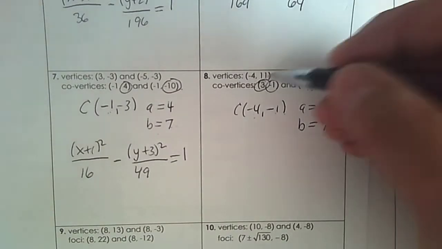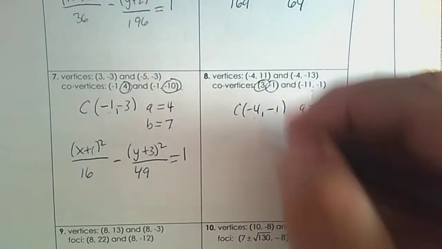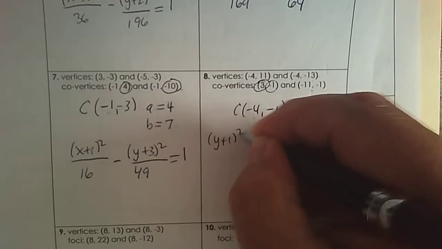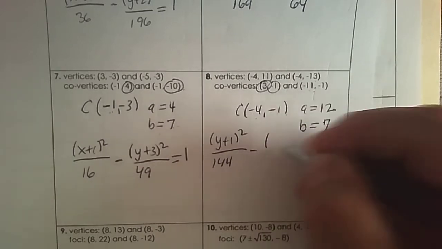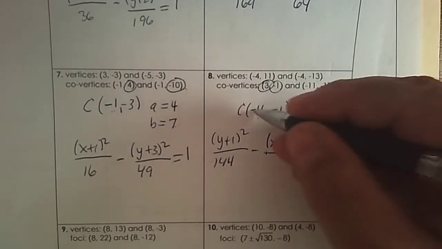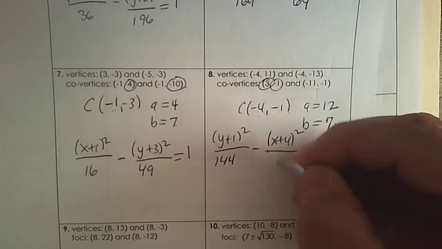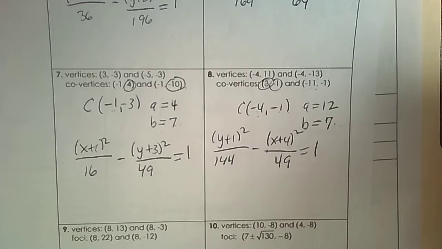So I'm going to start with the y, because that's the major. So it's going to be y plus 1 squared, and then 12 squared is 144. Subtract x plus 4 squared, and the minor 7 squared is 49, and that's equal to 1. Number 9.